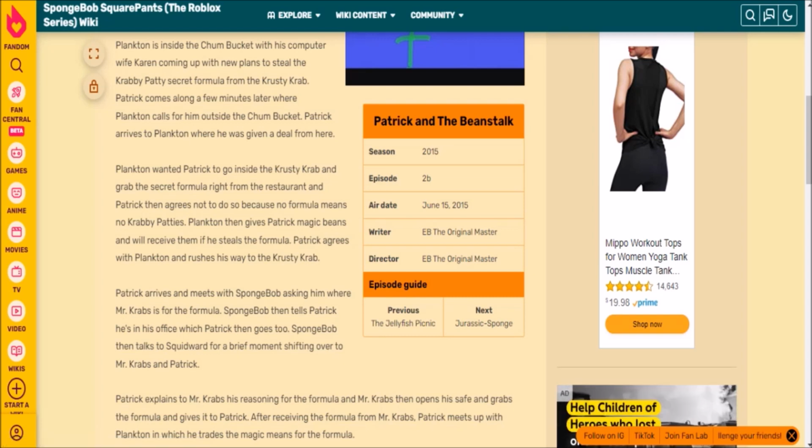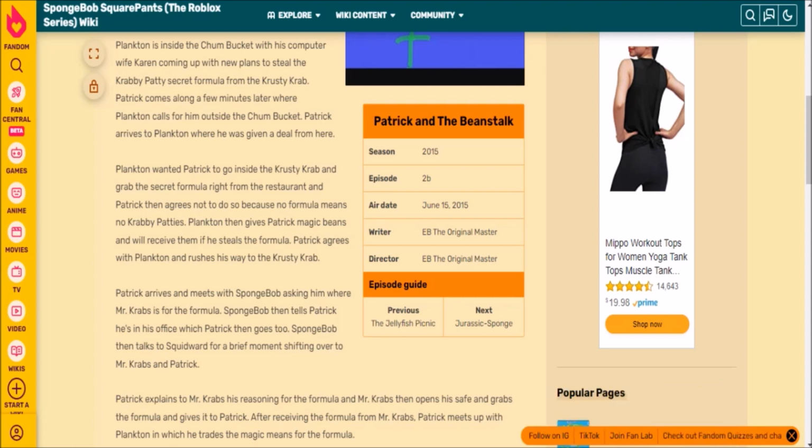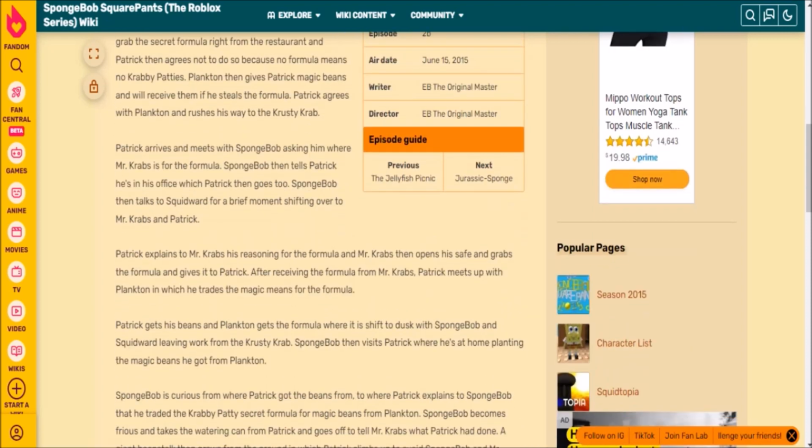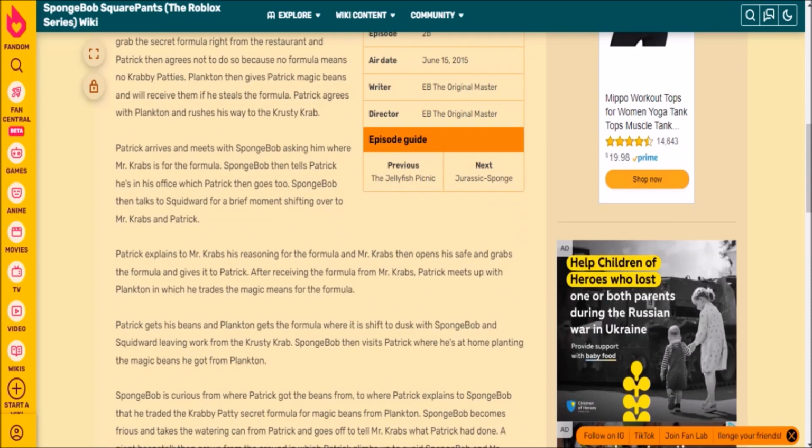Plankton wanted Patrick to go inside the Krusty Krab and grab the secret formula right from the restaurant. And Patrick then agrees not to do so because no formula means no Krabby Patties. Plankton then gives Patrick magic beans and will receive them if he steals the formula. Patrick agrees with Plankton and rushes his way to the Krusty Krab. Patrick arrives and meets with SpongeBob, asking him where Mr. Krabs is for the formula. SpongeBob then tells Patrick he's in his office, which Patrick then goes to.